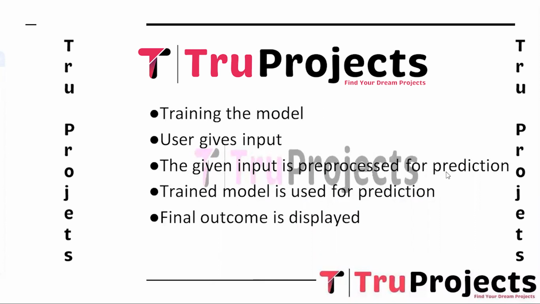And the eighth one is the given input is pre-processed for prediction. Before making prediction, the user input is pre-processed using the same techniques applied during the training phase. This ensures consistency and prepares the user data for the predictive model input format. And the ninth step is trained model is used for prediction. The pre-processed user input is fed into the trained random forest and XGBoost models. These models utilize the learned patterns from the training data to predict the house price based on the provided property details.